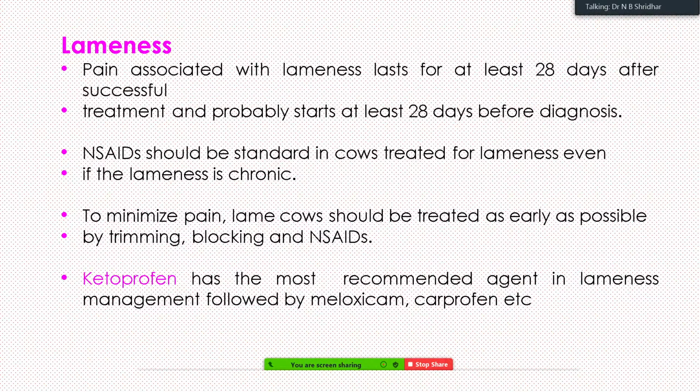And also these NSAIDs can be used to minimize the pain, and lame cows should be treated as early as possible by trimming, blocking, and NSAIDs. Ketoprofen is the most recommended agent in lameness management, followed by meloxicam and carprofen. Especially ketoprofen and meloxicam can be administered if the cow is limping, and also if the horse is limping. That's the drug of choice, ketoprofen. And of course the other drugs like meloxicam and carprofen are both commonly used in cows and approved also.